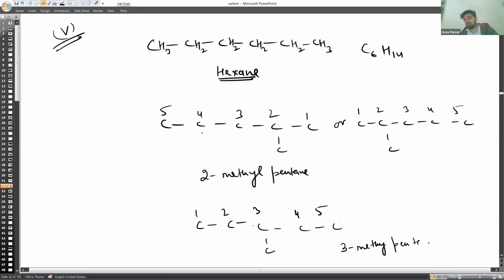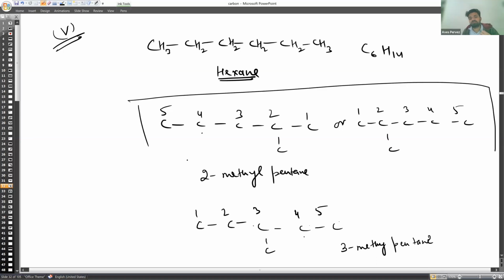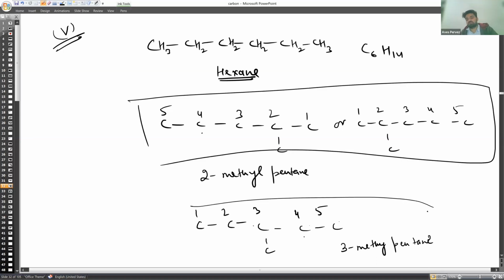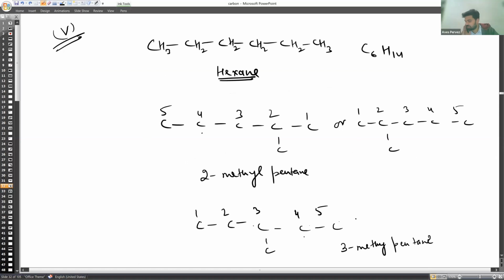There is no other way if you are having the 5 carbon main chain. If you put it here at 4, it will be considered the 2nd position. So this is in the main 5 carbon chain. If you are taking the 5 carbon chain for making the isomers of hexane, then only these are the 2. One is this one, another one is this one. So these are the 2 isomers.